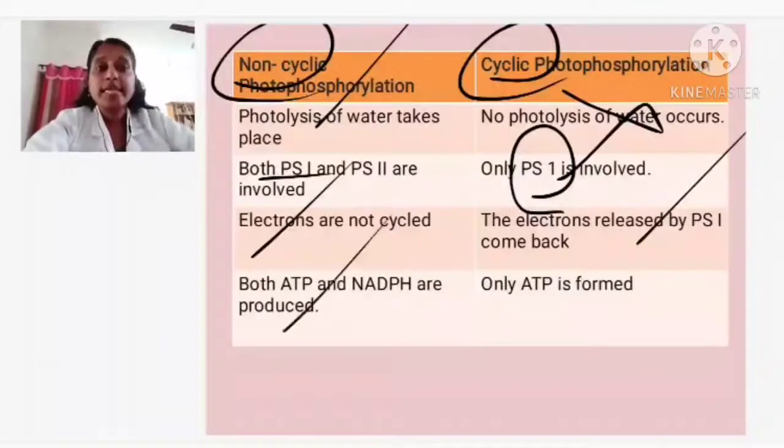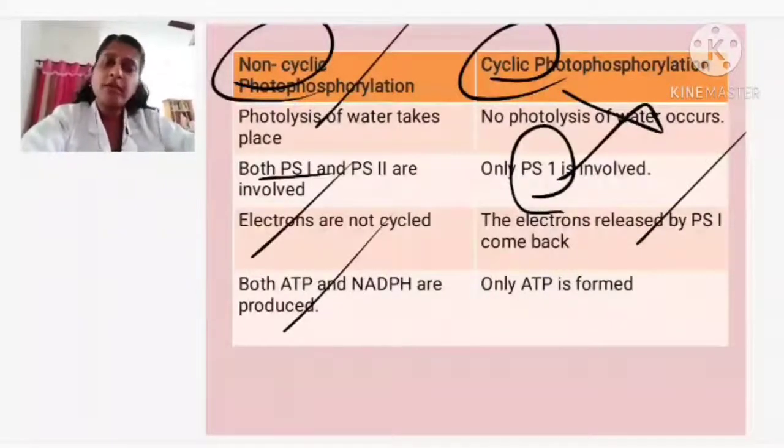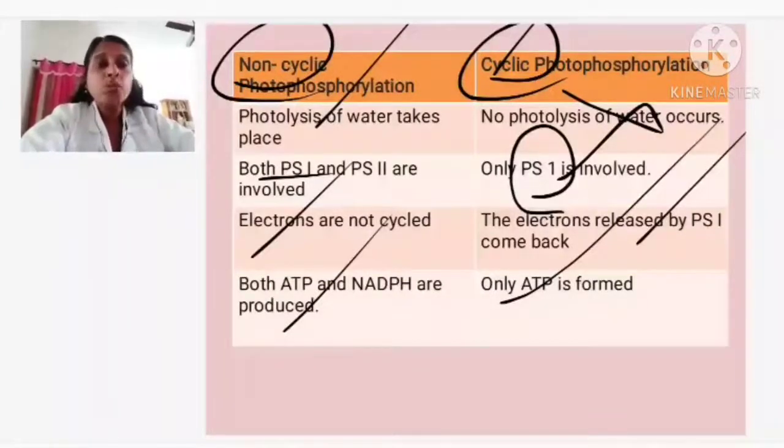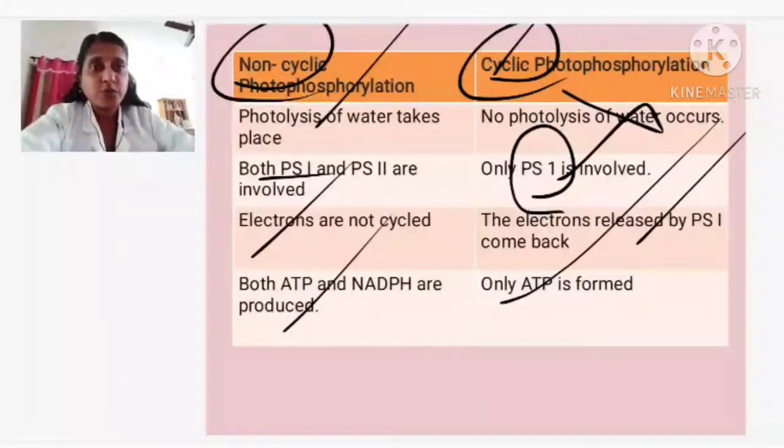Next, both ATP and NADPH2 are produced in non-cyclic, but in cyclic only ATP is produced, okay. With this, we are coming to the end of the light reaction, which is divided into two: one is cyclic and another one is non-cyclic photophosphorylation.